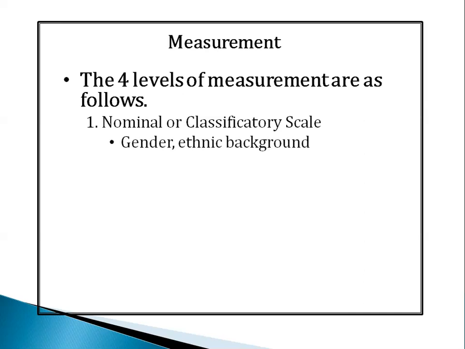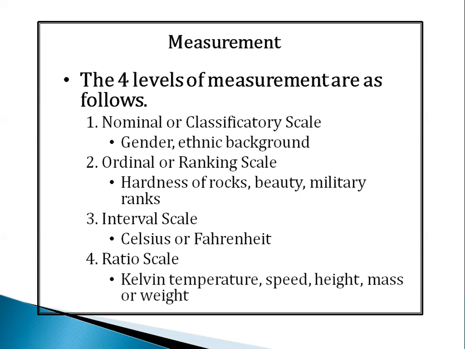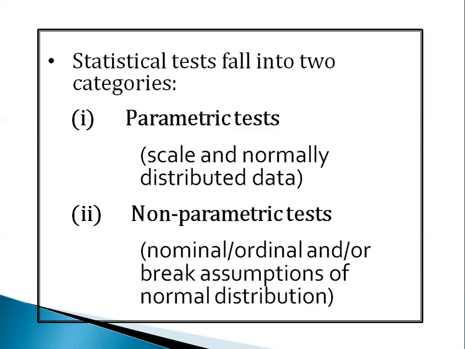Now we will see how the measurement is done. There are four levels of measurement as follows. The first is nominal or classificatory scale, for example gender, ethnic background, etc. Ordinal or rank, for example hardness of rocks, beauty, military ranks, etc. Interval scale, for example Celsius, Fahrenheit, etc. Ratio scale, for example Kelvin temperature, speed, height, mass, or weight.